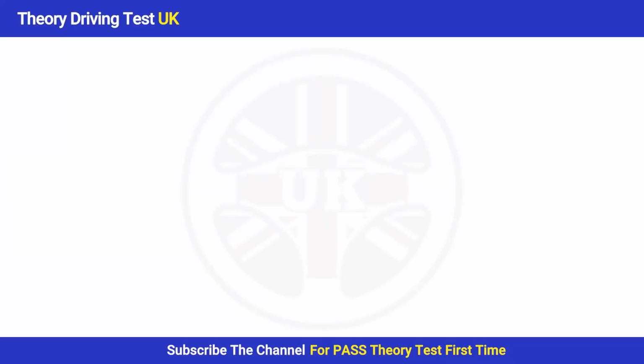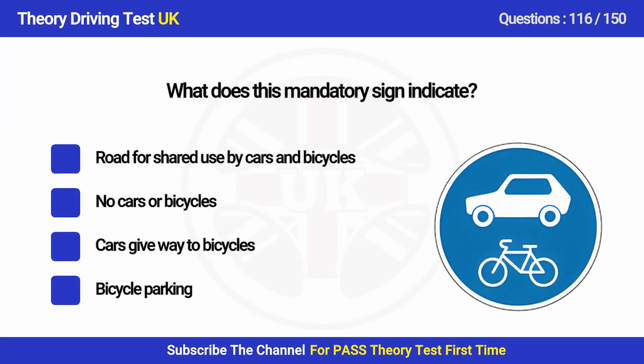Question 116. What does this mandatory sign indicate? A. Road for shared use by cars and bicycles. B. No cars or bicycles. C. Cars give way to bicycles. D. Bicycle parking.